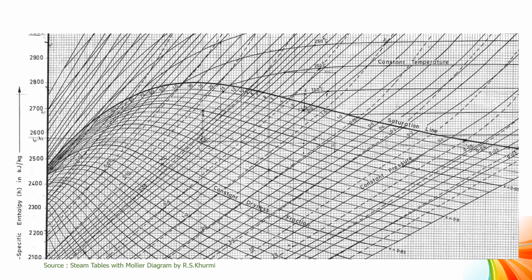Now we have to find out the specific enthalpy and specific volume values at the inlet, exit and throat section. For calculating these values, you have to use this Mollier diagram. At state 1, the pressure P1 equals 8 bar and temperature T1 equals 250 degrees centigrade. See here, this is the 8 bar pressure line, and the temperature 250 degrees centigrade. Both are intersecting at this point. So mark this point as 1.